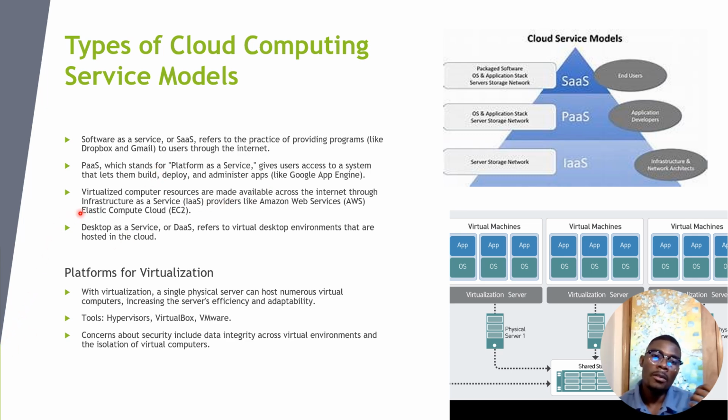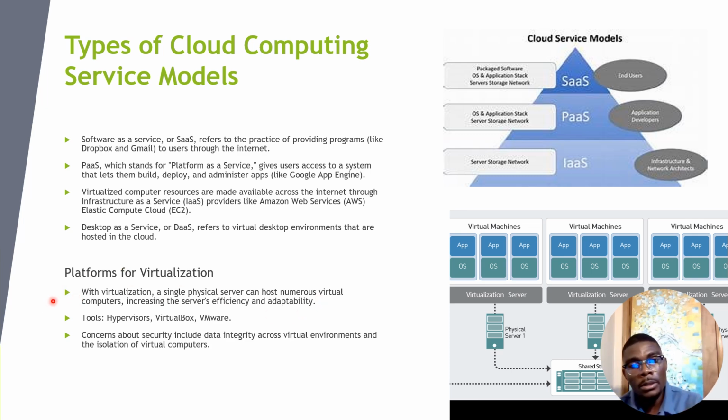Virtualized computer resources are made available across the internet through infrastructure as a service. So for all of the resources on the internet, you have to use infrastructure as a service to get them. We can look at Amazon Web Services, AWS for short. It provides Elastic Compute Cloud, which we refer to as EC2, one of the effective tools that AWS can boast of today. Desktop as a service refers to virtual desktop environments that are hosted in the cloud.